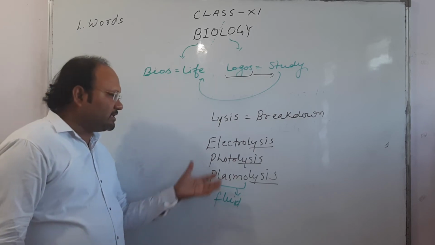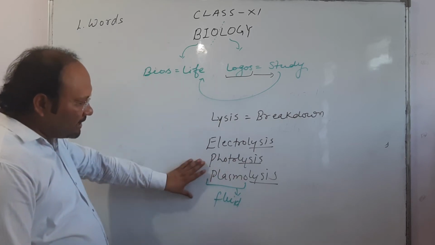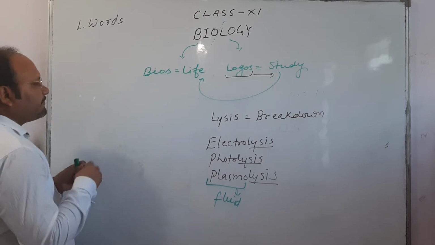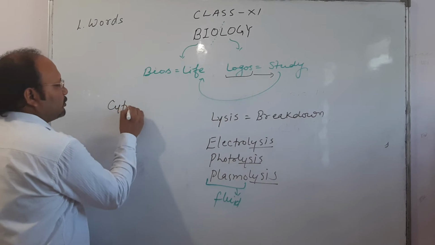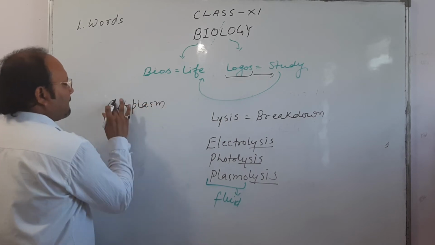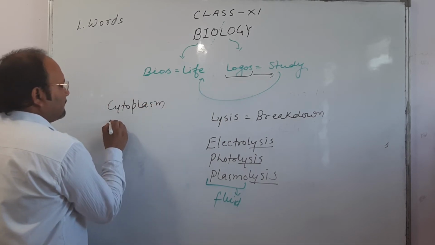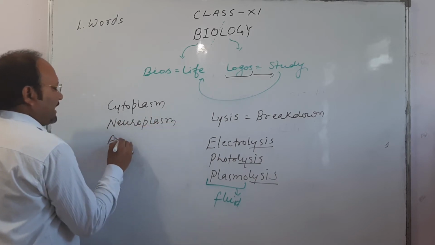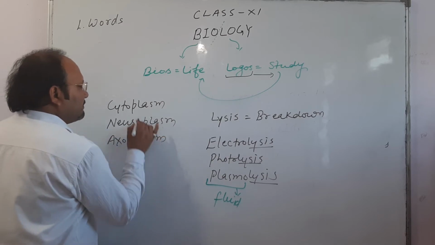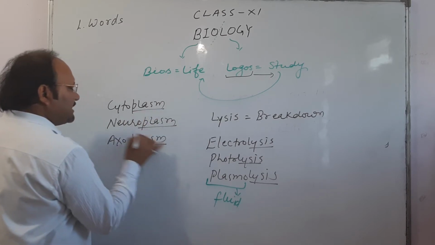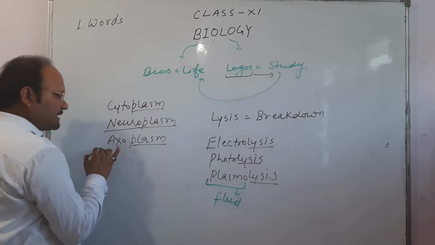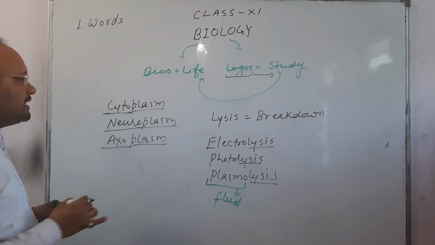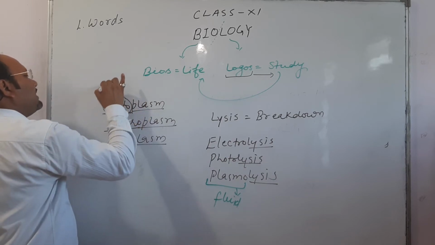Breakdown of the fluid. This is called plasmolysis. Now you have got an idea about the plasma. Plasma means fluid. Now you see plasma, cytoplasm, neuroplasm, exoplasm. Plasma present in neurons, nerve cells, axons, exoplasm, in cell, cytoplasm. Cyto means cell.